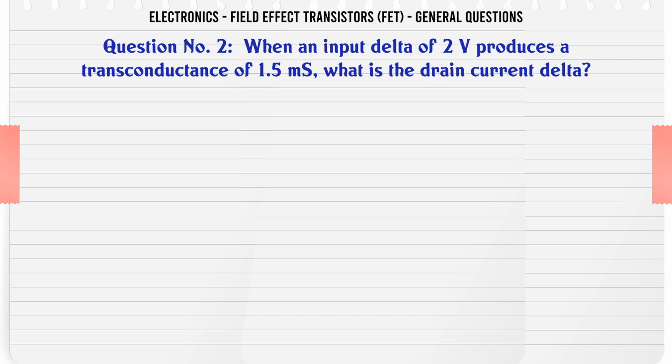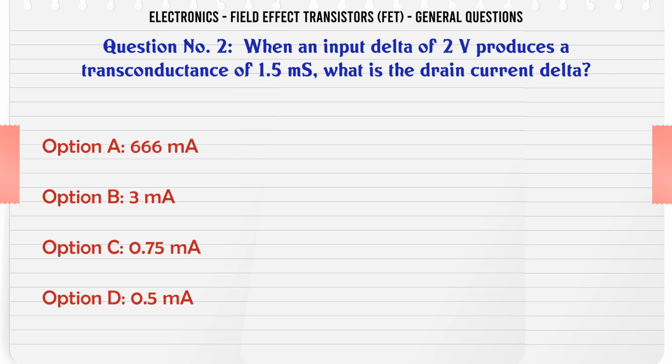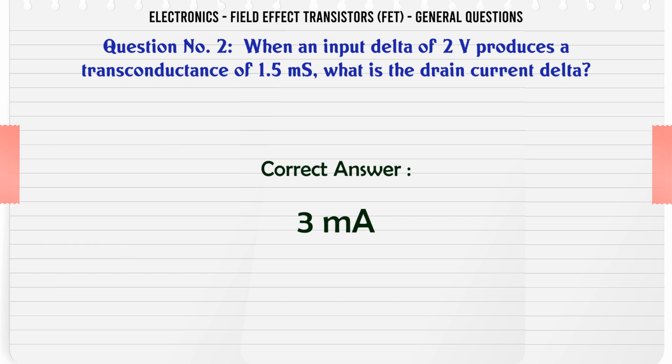When an input delta of 2V produces a transconductance of 1.5 mS, what is the drain current delta? A. 666 mA, B. 3 mA, C. 0.75 mA, D. 0.5 mA. The correct answer is 3 mA.